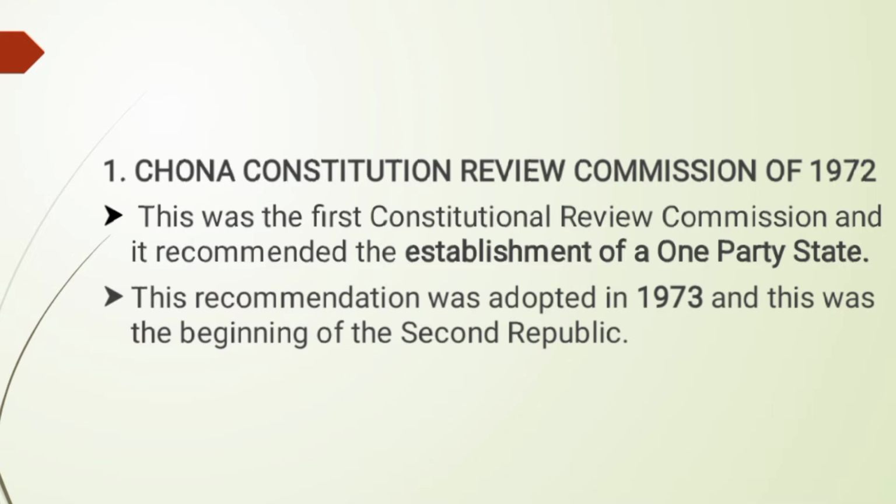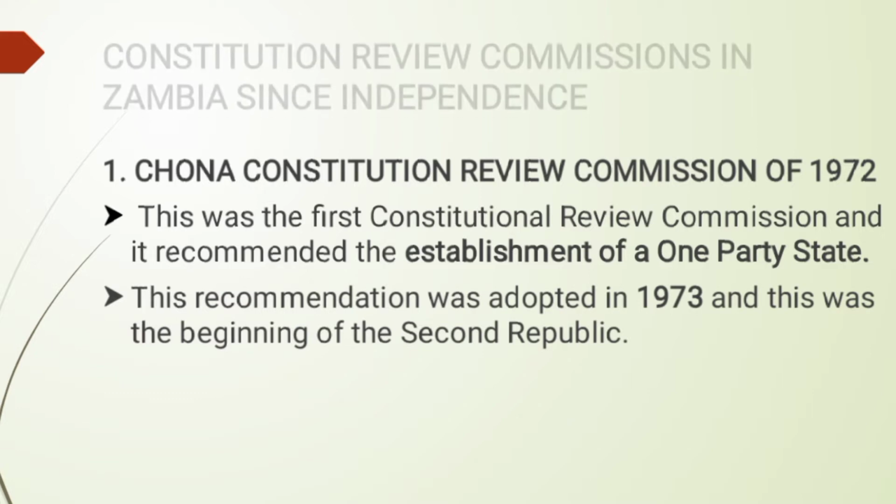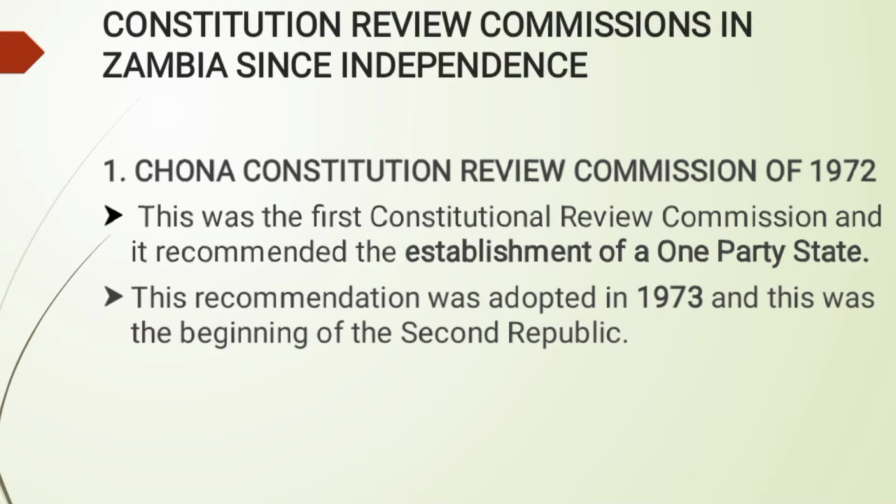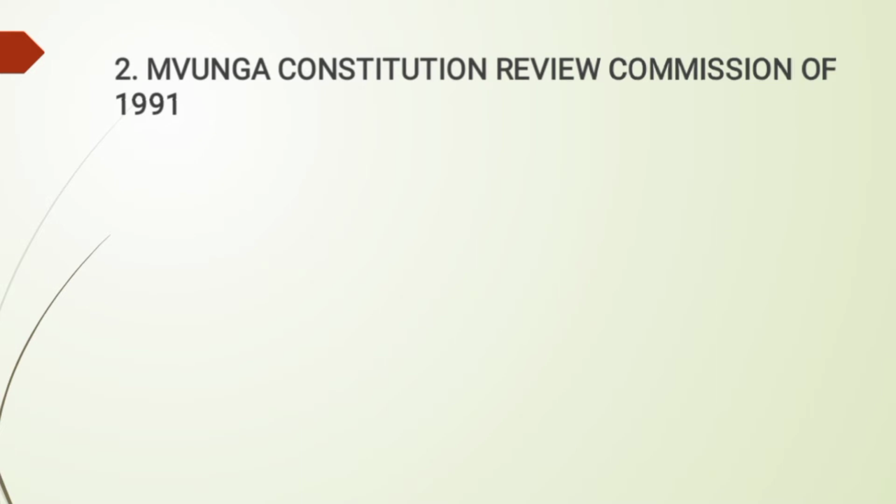What does this mean? According to Kaunda, no one was allowed to form any party. You form another party, you are against the law. It's only the UNIP, Kaunda's party. That was the recommendation of the Chona Constitutional Review Commission. One party, only the UNIP.